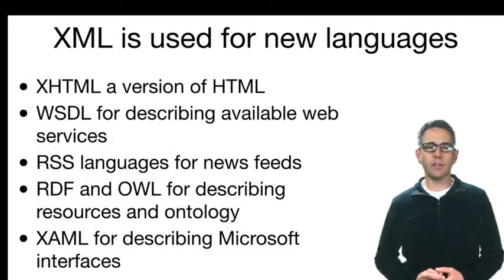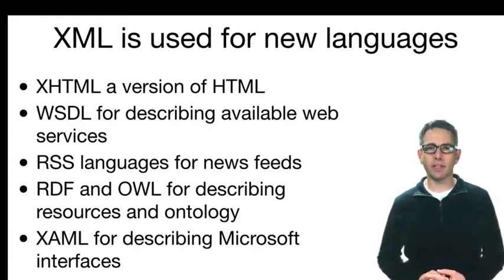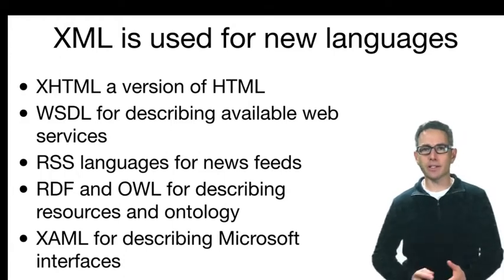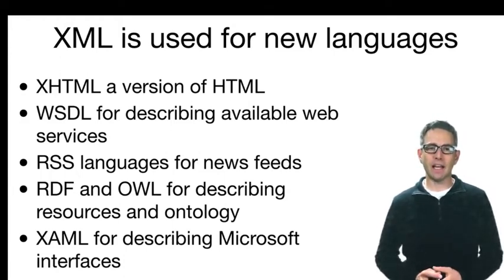XML is also used for new languages. So, for example, XHTML is a new language. It's a version of HTML that's based on XML. But there are other ones like, they're always alphabet soup, right? They're always acronyms. But WSDL is a language for describing web services.